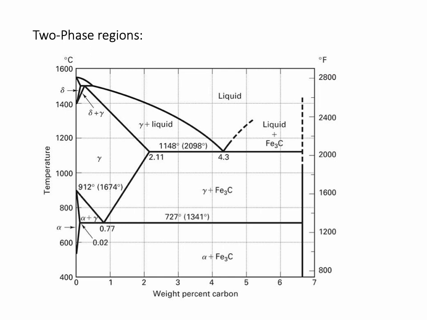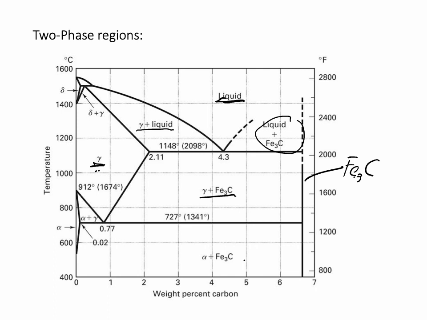Note that between any two single phase regions is a two-phase region. So here's gamma, up here is liquid. In between the two, I have gamma and liquid. This line is our cementite, Fe3C. So between liquid and cementite, we have a two-phase region, liquid and Fe3C. Here's my gamma again. Between gamma and Fe3C, I have a region that has both gamma and cementite. This is gamma phase, this is alpha phase, so in between I have alpha plus gamma. And lastly, I've got alpha, and then over here I've got Fe3C, so in between is alpha plus Fe3C.